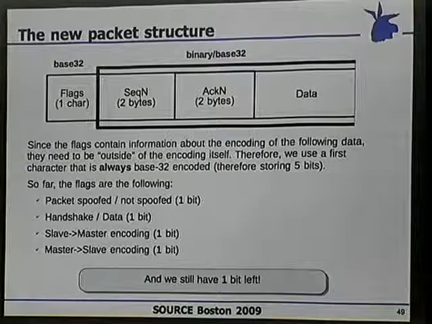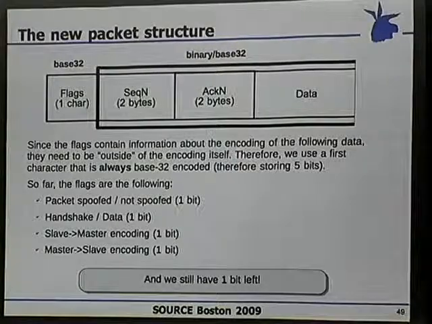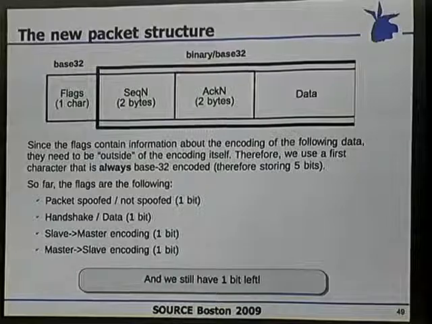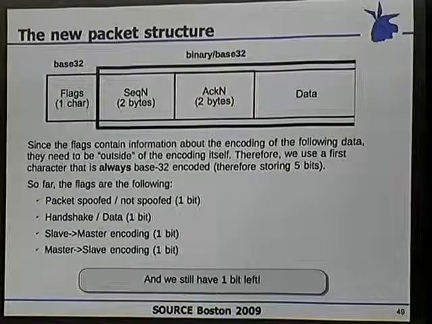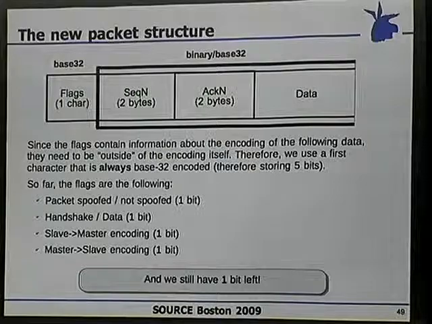We encoded base 32 because this is an agreement, basically. Base 32 always works, and the master would always pick the first byte and say, oh, this is base 32 decoded, and get his flags out of it. We now have a flag for packed spoofed packets for the handshake and for the encoding from the slave to the master and from the master to the slave. And after that, everything is encoded in the way it was specified in the flags.